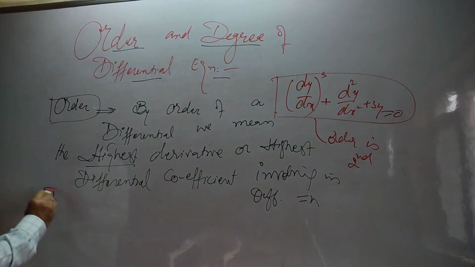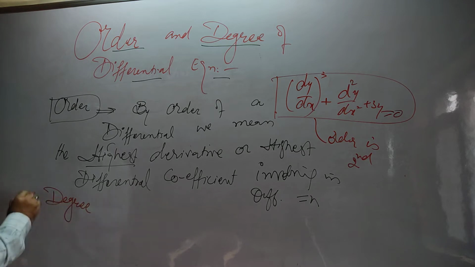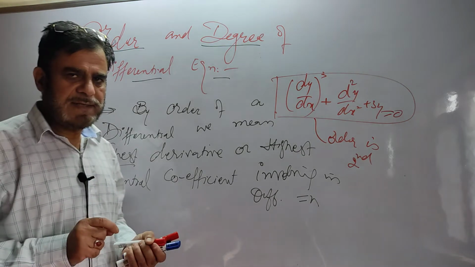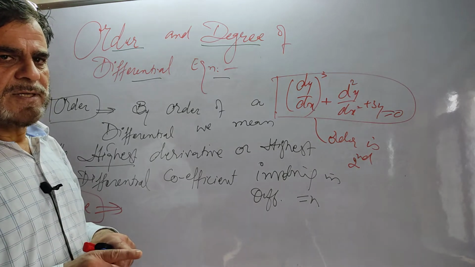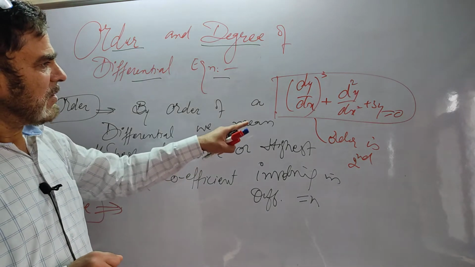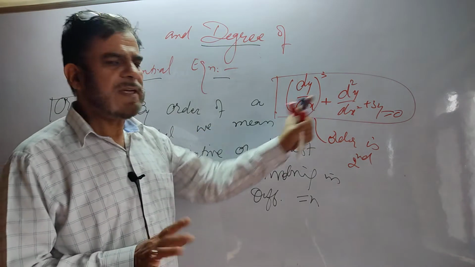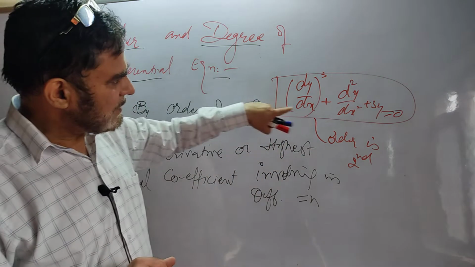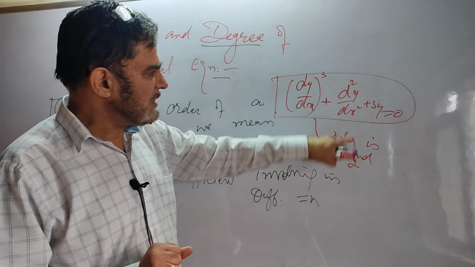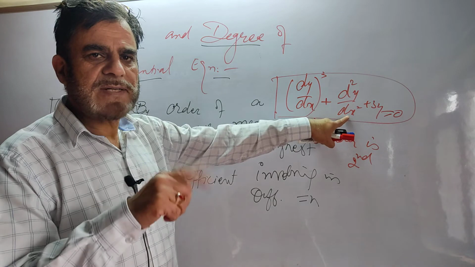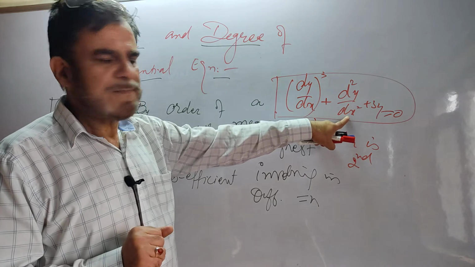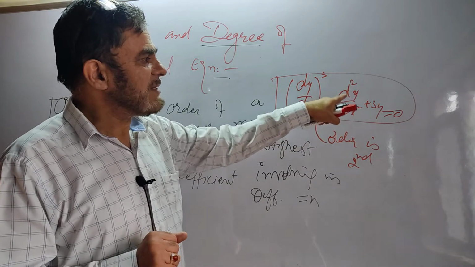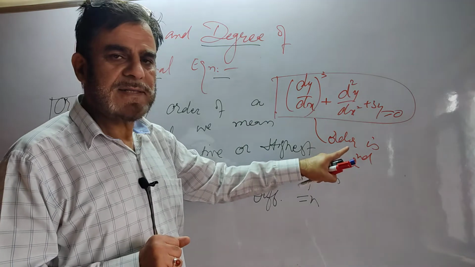Then we come across the degree. What is the degree? Simple. Degree is the exponent or power of the highest order involved in the differential equation. For example, this is your differential equation. You have seen its order is second. Now you have to see what its power is. It should always be a positive integer. Its power is 1. So we say this is a differential equation of order second and degree 1.